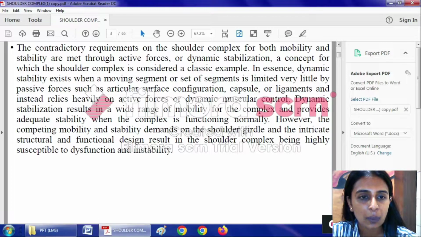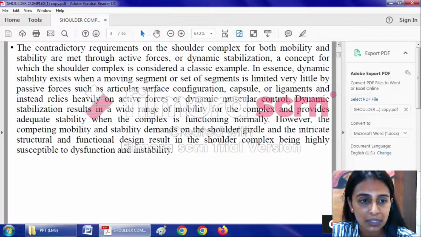The contradictory requirements on the shoulder complex for both mobility and stability are met through active forces, or dynamic stabilization, a concept for which the shoulder complex is considered a classic example. In essence, dynamic stability exists when a moving segment or set of segments is limited very little by passive forces such as articular surface configuration, capsule or ligaments, and instead relies heavily on active force or dynamic muscular control.